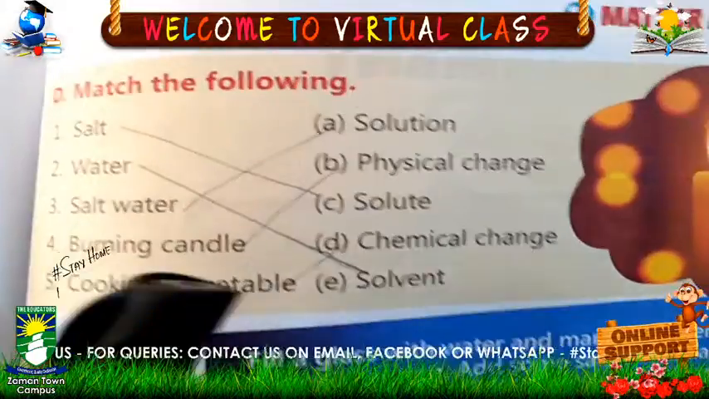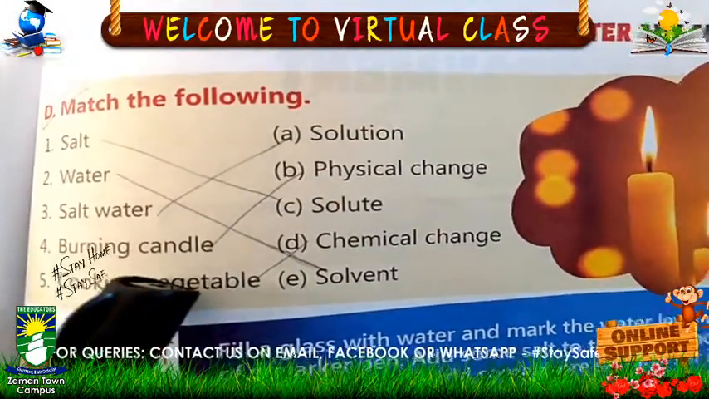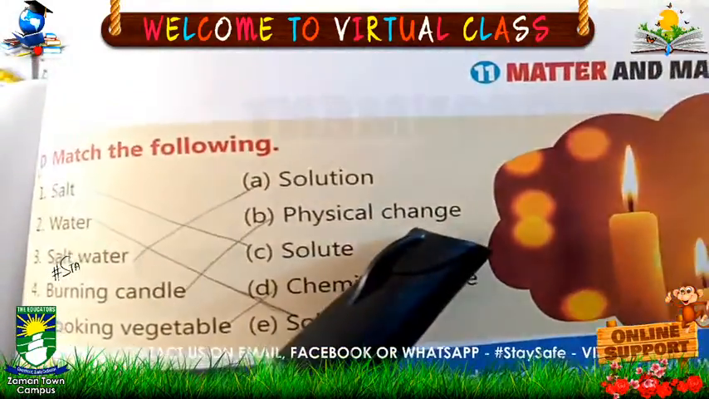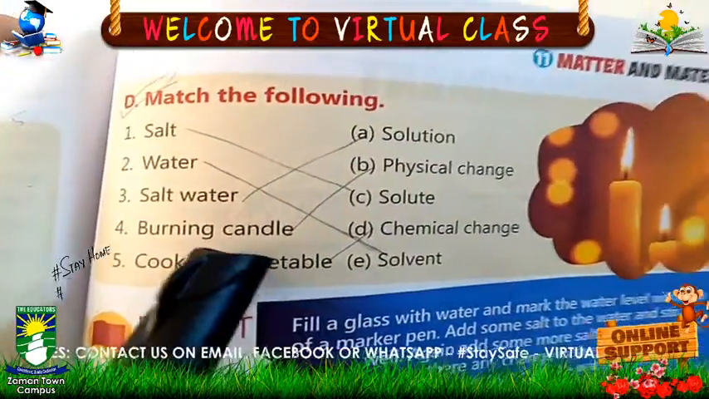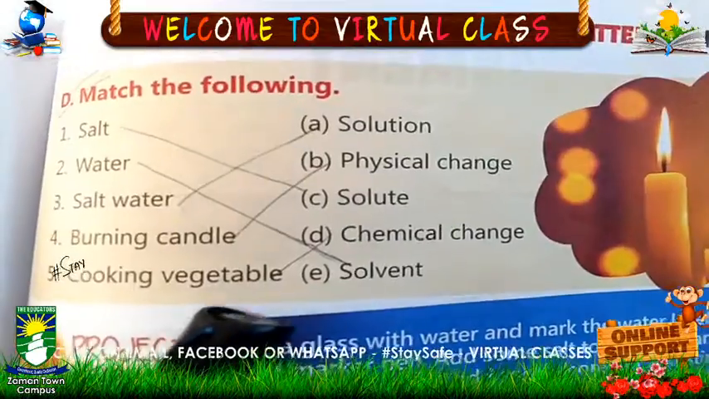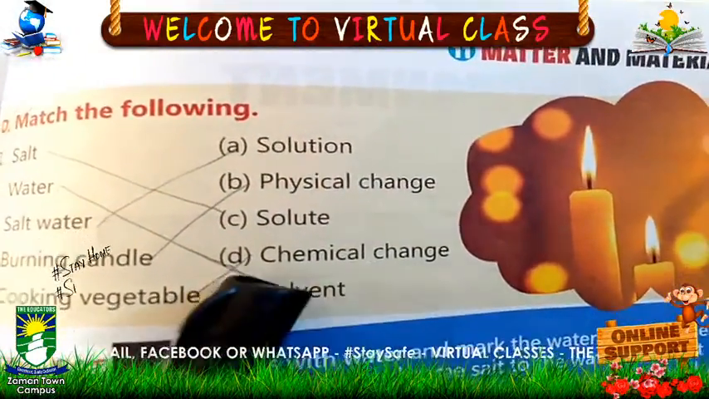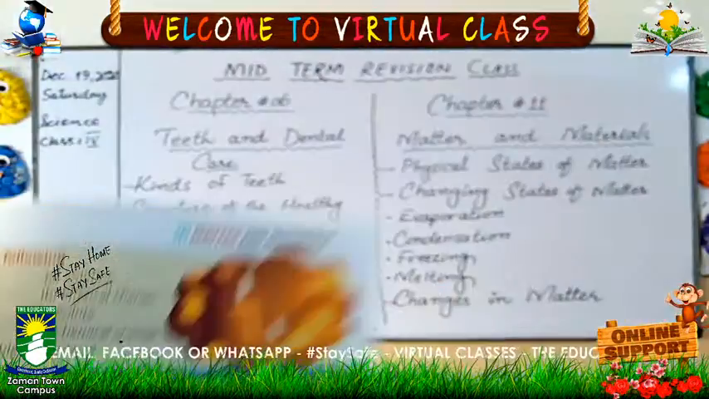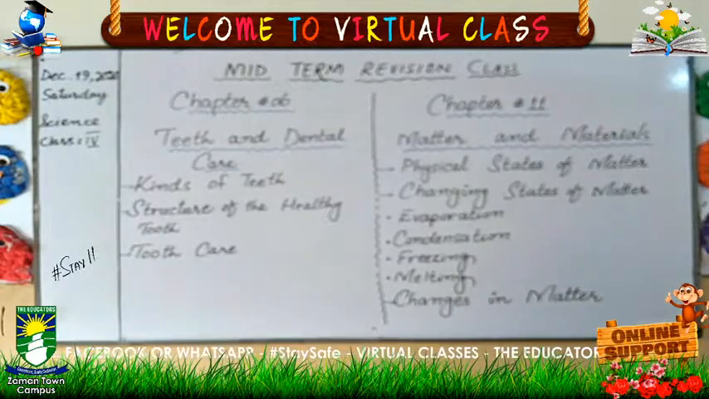Number 4 is burning candle. Burning candle is a physical change that we can reverse. But number 5 is cooking vegetable. It is a chemical change and it is irreversible. We cannot reverse this process.